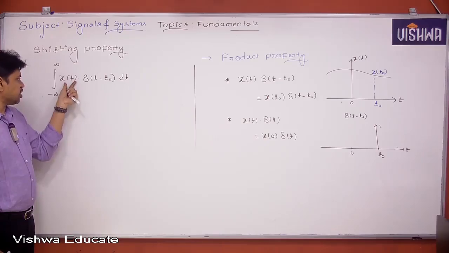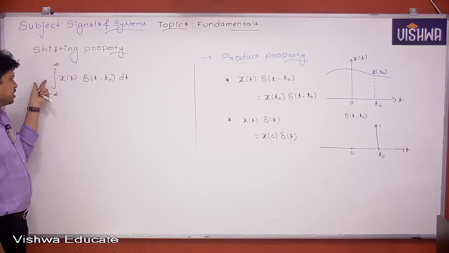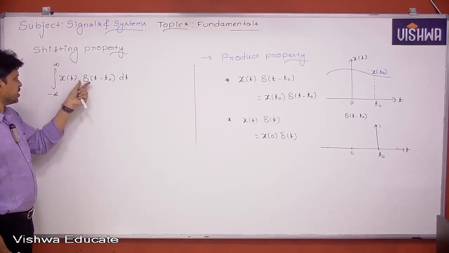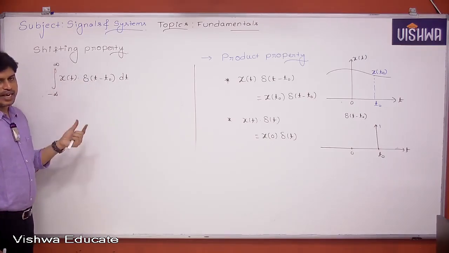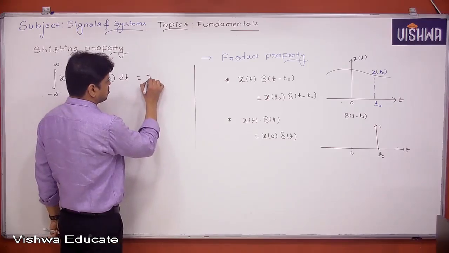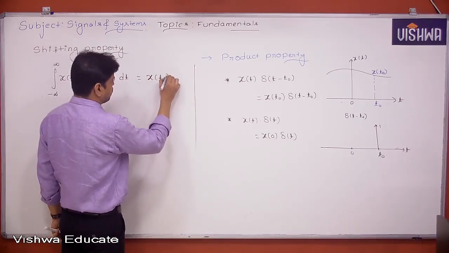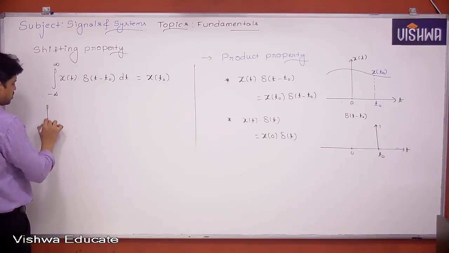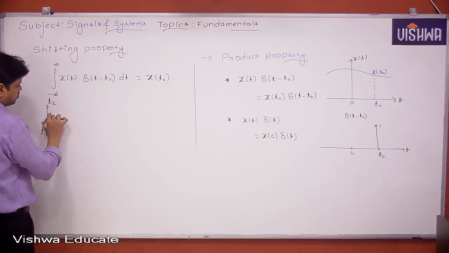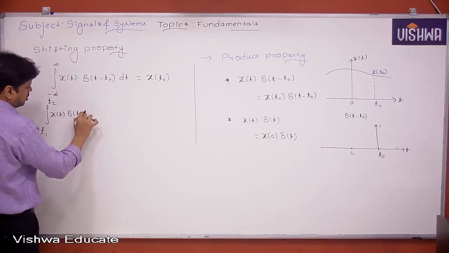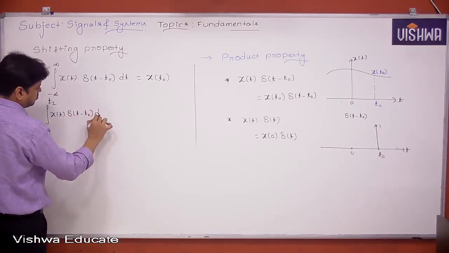Which is nothing but a constant quantity. If I take it out of the integration, this is x of t naught times the integral from minus infinity to infinity of delta t minus t naught. The area under the impulse function is equal to 1. Finally, we are going to get x of t naught. I can modify this result like this: integral from t1 to t2 of x of t delta t minus t naught dt. What will happen now?